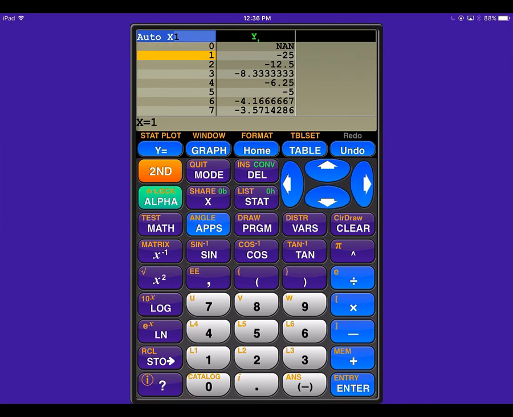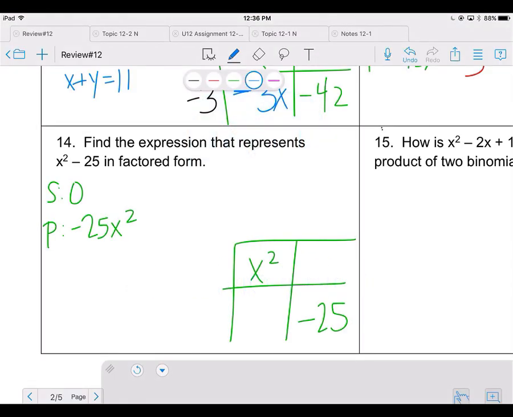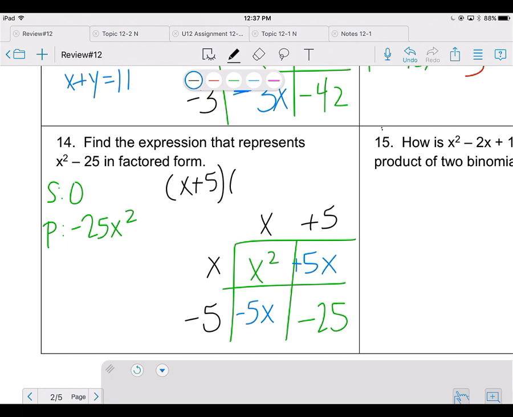Only looking at whole numbers, 1 and negative 25 don't cancel. 5 minus 5 would cancel. So I have a positive 5x and a negative 5x. So looking for my GCFs, x squared and 5x share an x. 5x and 25 share a 5. X squared and negative 5x share an x. Negative 5x and negative 25 share a negative 5. So I have x plus 5 and x minus 5.